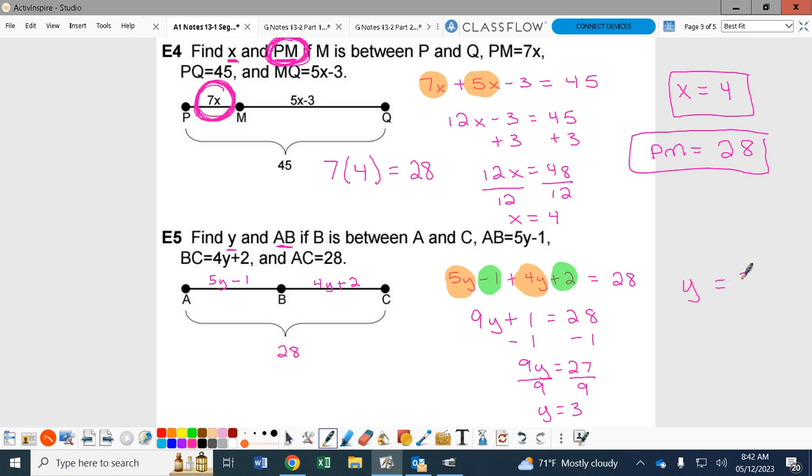It doesn't ask us for just one. It also asks us to find AB. So we've got to plug it back into here. When we plug that back in, it'd be 5 times 3 minus 1, which would make it 15 minus 1, which would make it 14. So AB would equal 14.